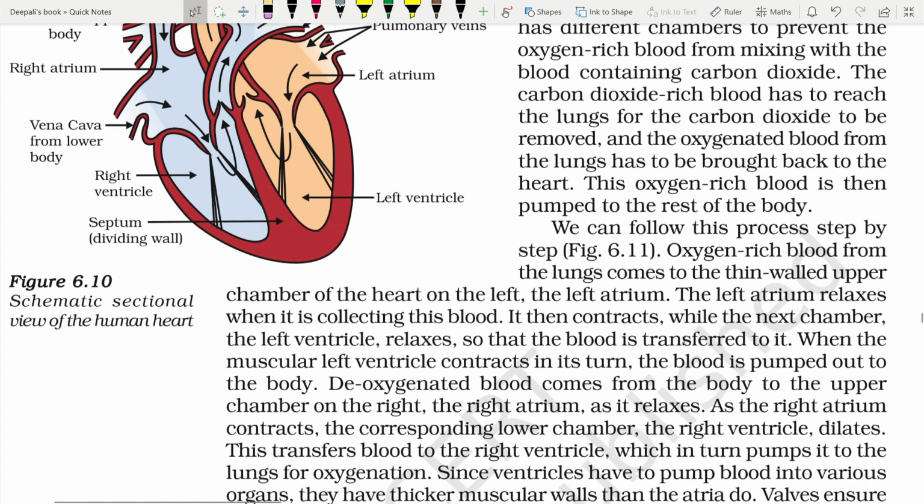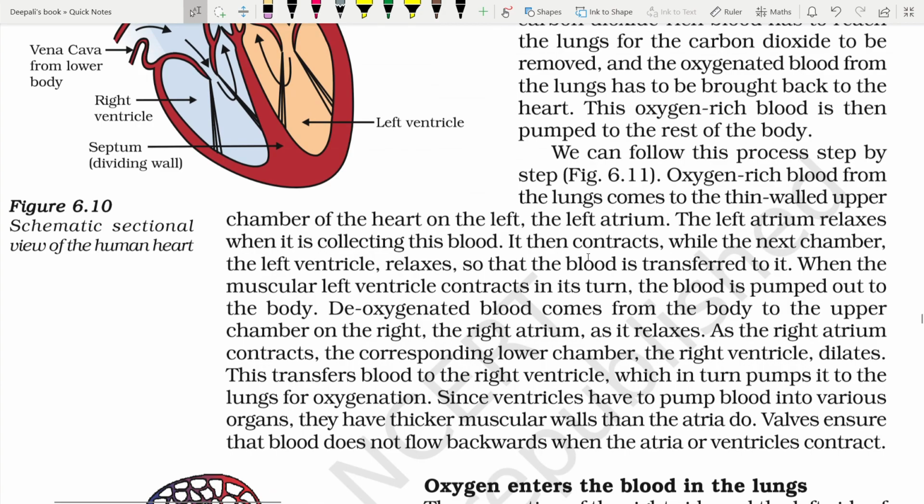Oxygen-rich blood from the lungs comes to the thin-walled upper chamber of the heart, the left atrium, that can be observed in the figure. The left atrium relaxes when it is collecting this blood. It then contracts while the next chamber, the left ventricle, relaxes so that the blood is transferred to it. When the muscular chamber, the ventricle, contracts in its turn, the blood is pumped out to the body.